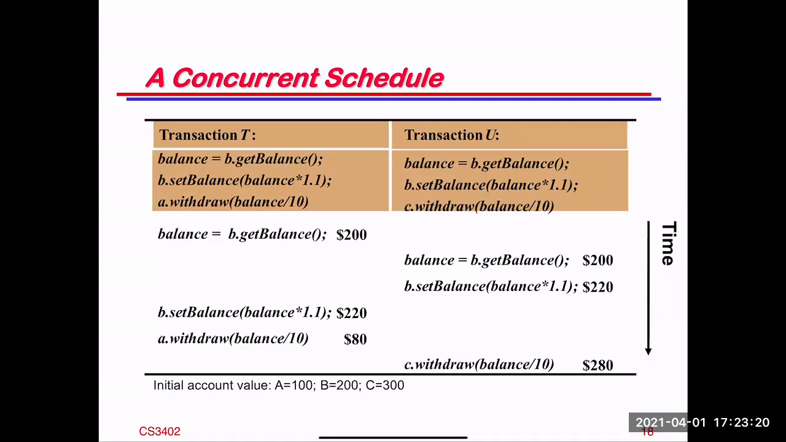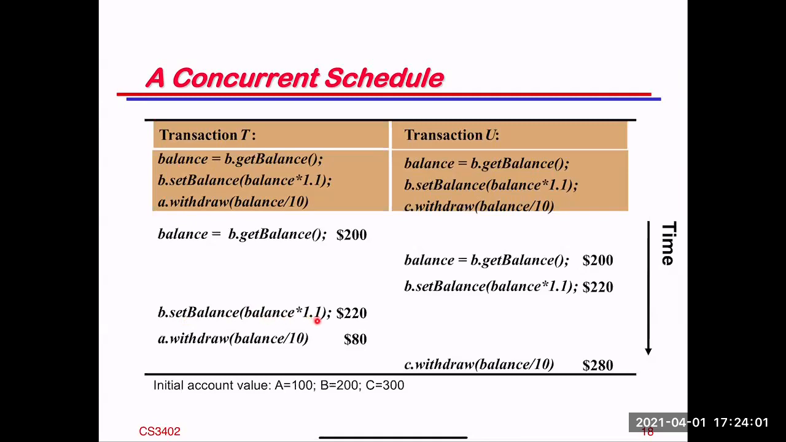So we write that into our balance variable here. Before we finish this transaction T, we immediately execute the first operation of transaction U. Now this is a different balance variable, because this is a local variable that is only local to this transaction, and the other balance variable is local to the other transaction. Again, I'm reading the balance of B, and it's still 200, right? It hasn't changed. Now I'm setting the balance of B by multiplying it by 1.1, and so it will become 220. Afterwards, I'm executing the second operation of transaction T.